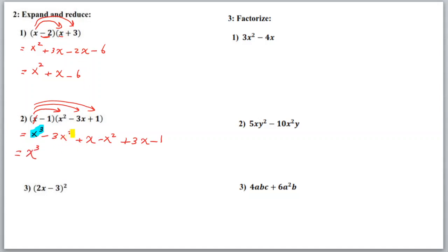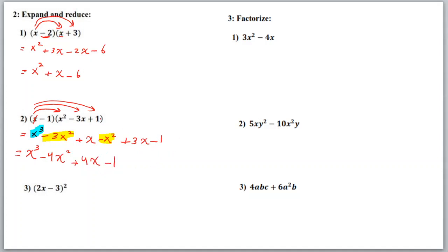Again, minus 3x squared with minus x squared, so the answer will be minus 4x squared. Okay? Plus x plus 3x, so it will be plus 4x. And then we copy minus 1 at the end.